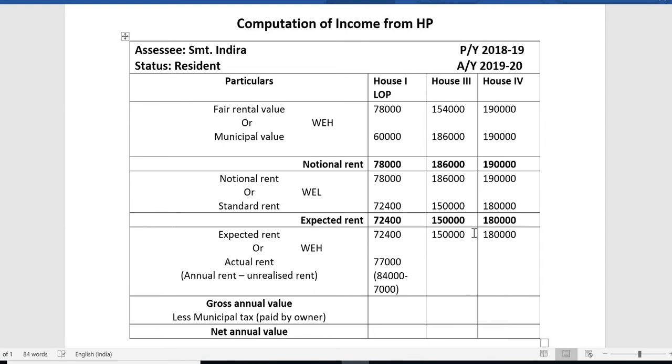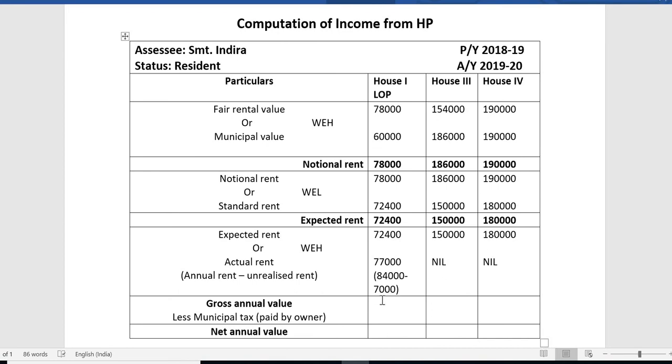For house 3, actual rent is not given because it is a self-occupied house, so there is no rent for this. They said both are self-occupied, that is why there is no rent. So show it as nil. Whenever some information is not given, show that as nil.